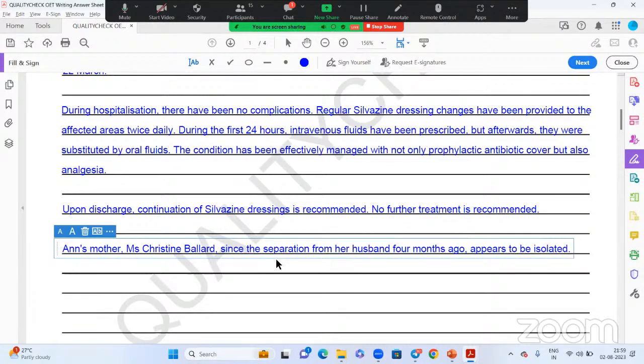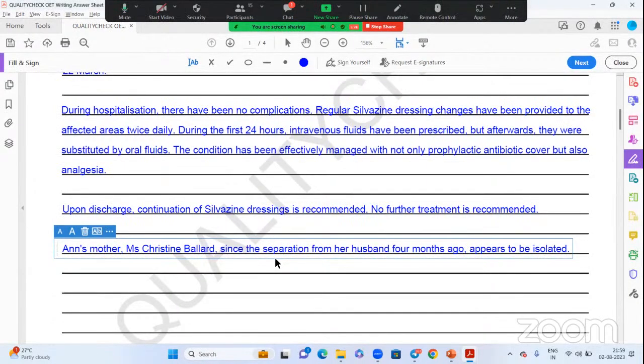The quality of the sentence. If you feel that this is very difficult for you, that means from the time of separation from her husband, instead of since, you can say from the time of separation. Many different ways you can write. So if you feel that this is very difficult, just leave it.